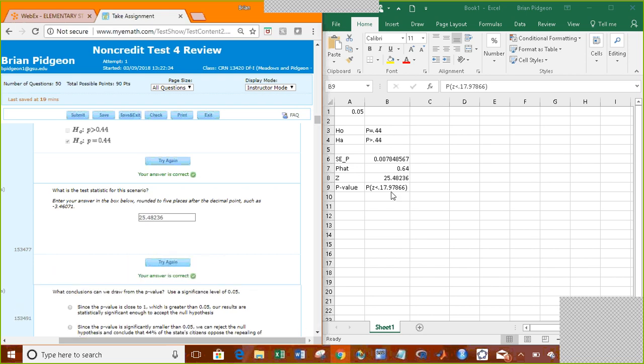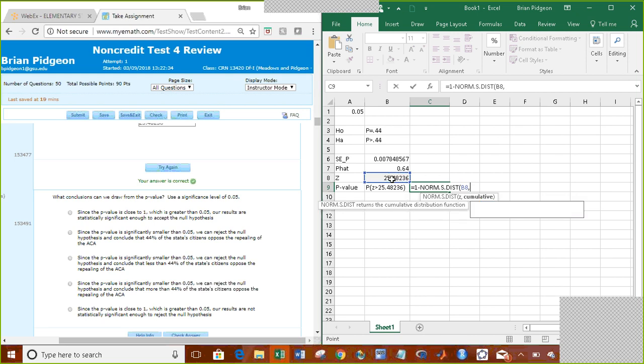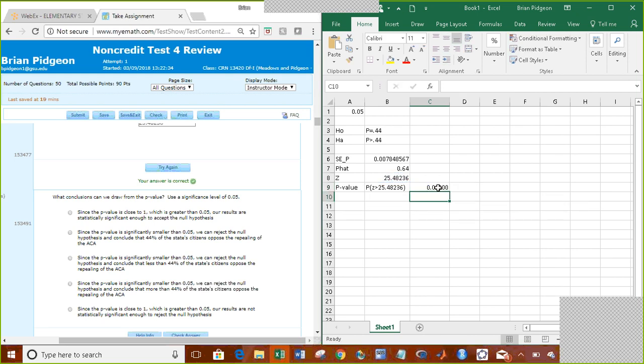There we go. So now in this case, for our p-value, if we go back to our probability statement written here, our alternative hypothesis now says greater than. So now we're going to see what's the probability that our test statistic is greater than 25.48236. And remember from our second test, we're going to find the area under the normal distribution to the right of a specified value. So that's going to be 1 minus NORM.S.DIST, and then we just click on our Z, comma 1, and it says 0. And that's fine. We can get a value like that.